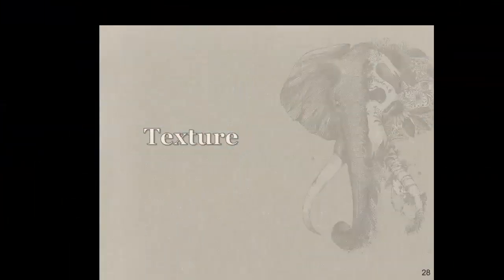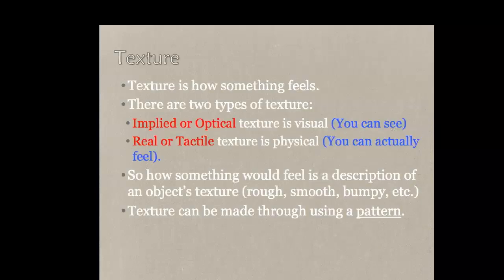Texture is another way of creating the illusion of form, right? So just like with value, adding value to our objects, our shapes, we can create that illusion of form. Same thing applies for texture. Now, when we're talking about texture, we're talking about how something feels, right? And typically there's two types of texture: implied or optical texture, texture that you see and it might give the impression of a certain tactile feeling, but when you touch it, it's just not there. Versus real or tactile texture, which is actually physical, texture that you can actually feel.